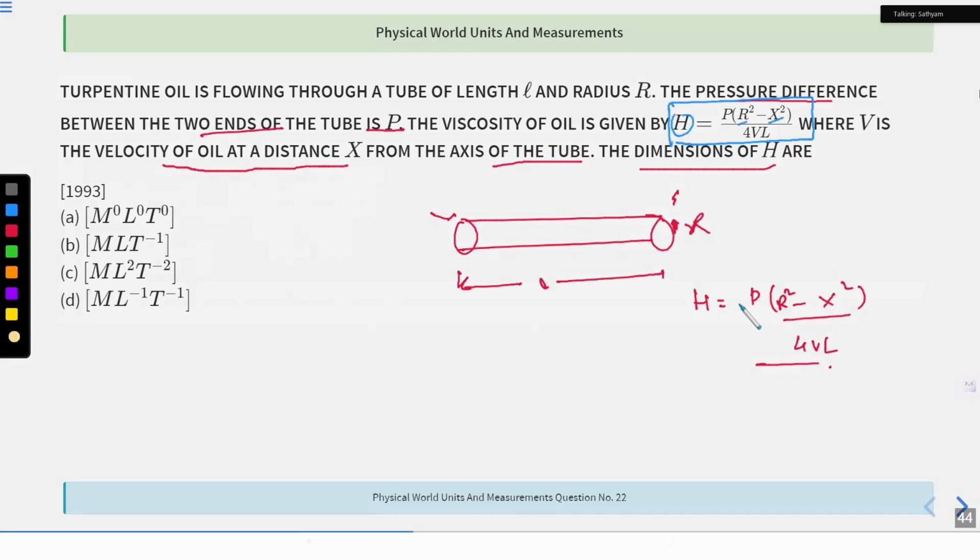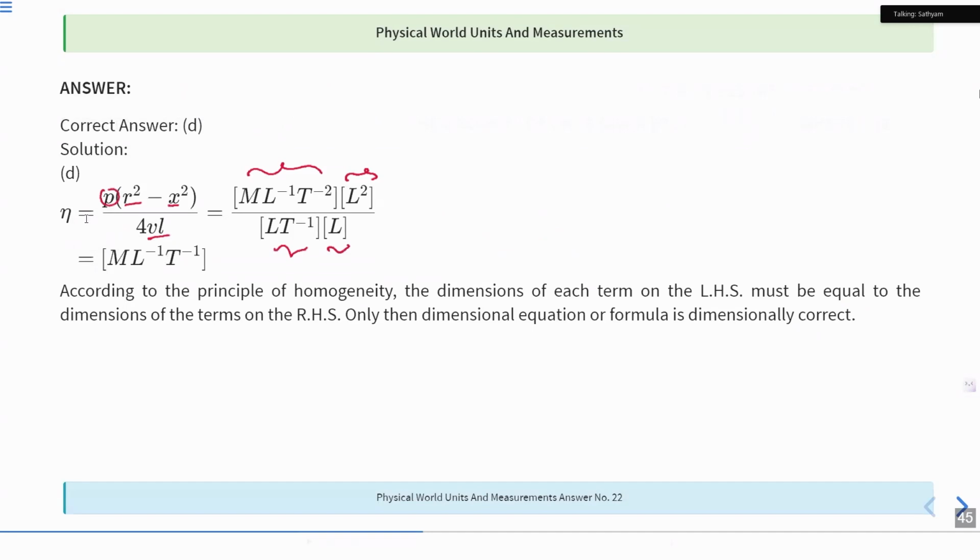R is a distance. You just need to derive the dimensional formula of pressure, and at the end, the dimensional formula of velocity as well as length, which is very simple. Nothing else is given. This is pressure. This is radius, which is basically your distance. X is your distance, which is again L. Velocity is meter per second, M upon T. And this is L, which is again your length. I hope this is clear.